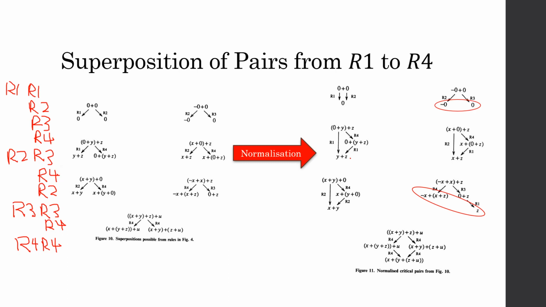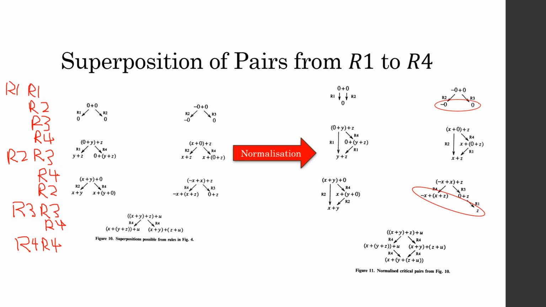So what this is saying is that even if you superpose, it will not yield any more information than we already know, because for the two terms in the critical pair, if you normalize them, they go back to the same thing again. So the rewrite rule never gives us any more information than we already know.